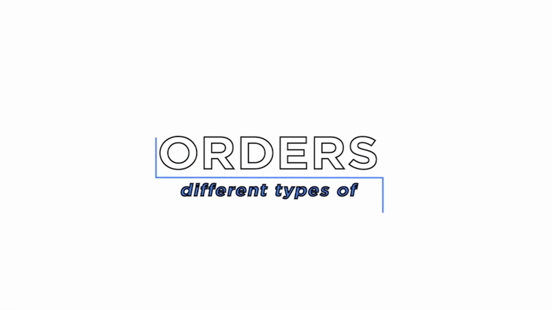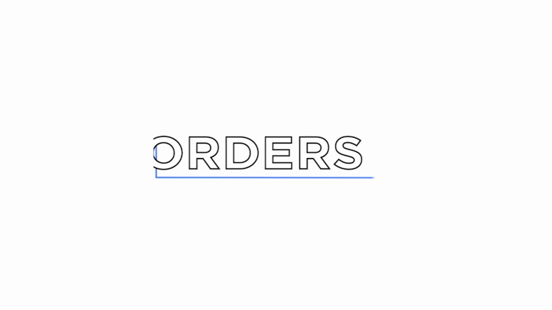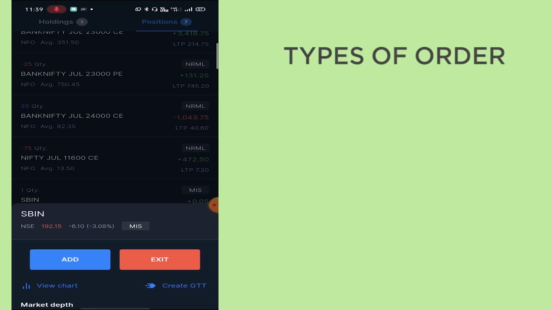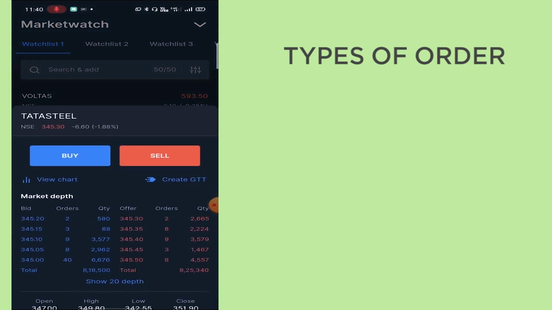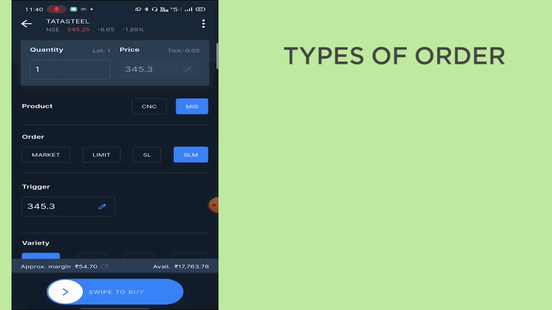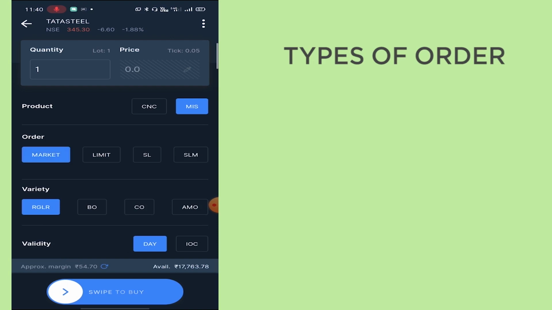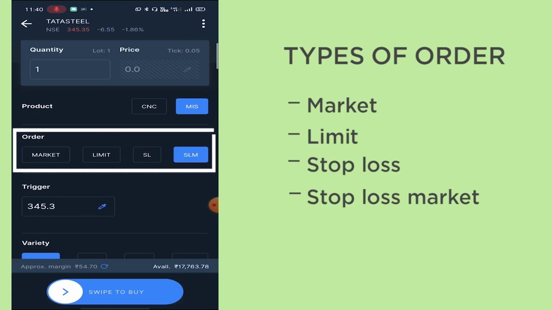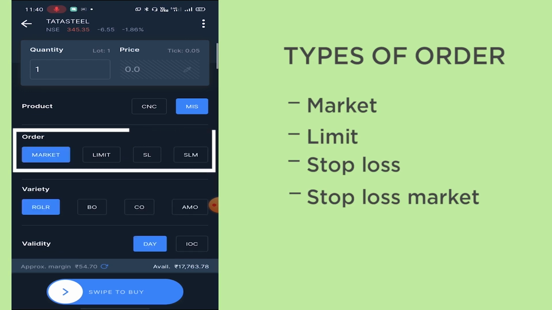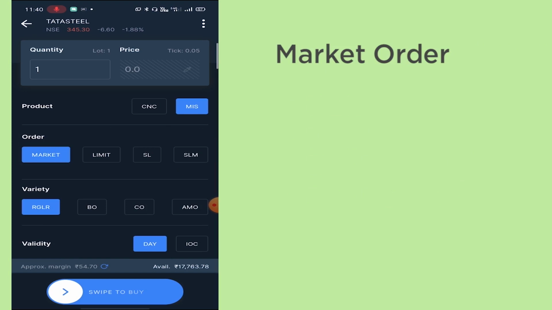Now we will see different types of orders in the execution window of Zerodha. We'll open the Kite app. If I go to Tata Steel and open the buy window, I can see four orders: market, limit, SL and SLM. First we will see what a market order is.